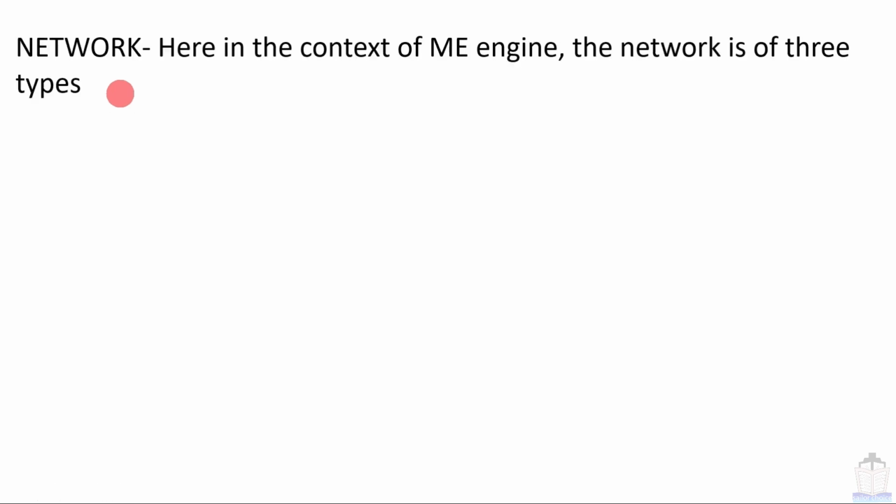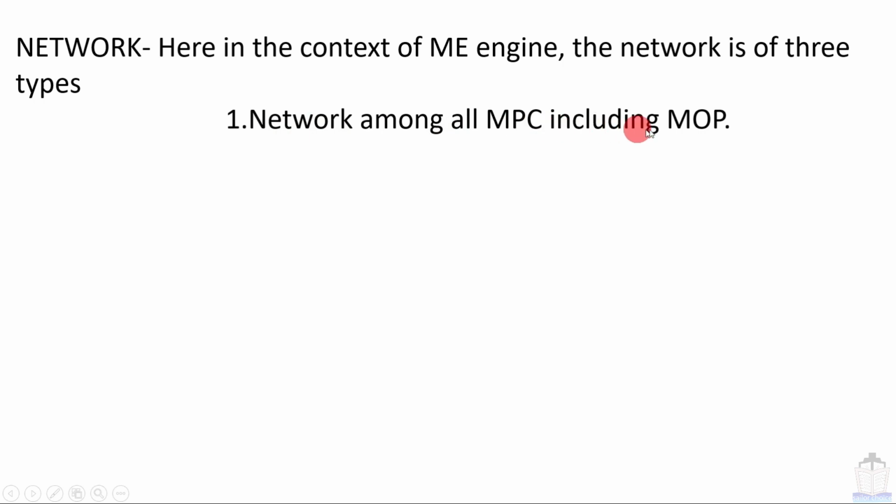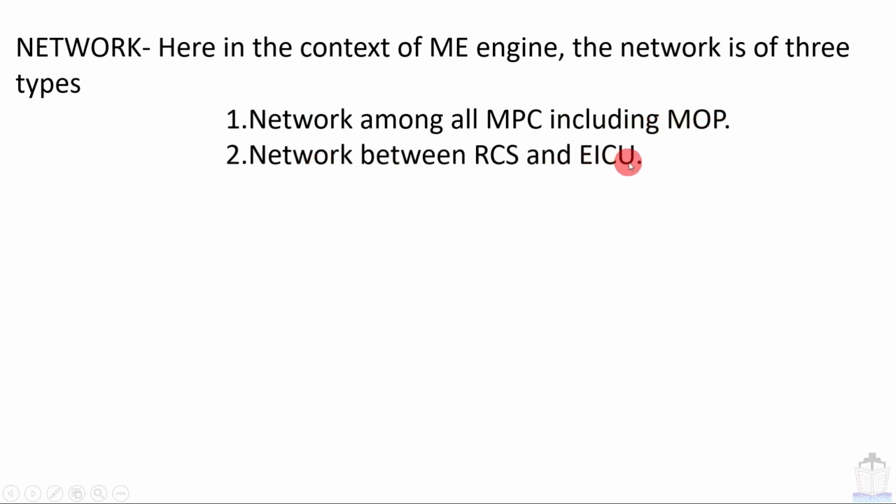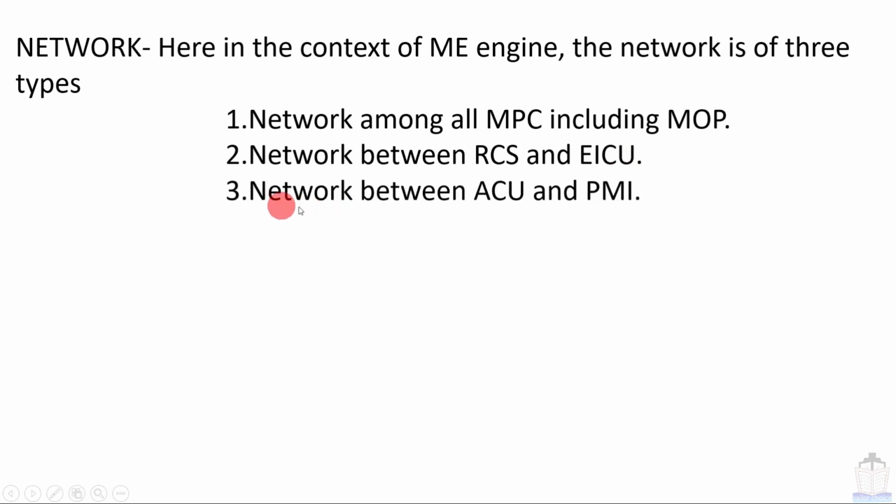Now we are going to start with network. Network here, in the context of ME engine, is of three types. First, network among all MPC including MOP; network between RCS and EICU; network between SU and PMI. Both of these network configurations we have already seen. So in this chapter we will focus on network among all MPC including MOP.